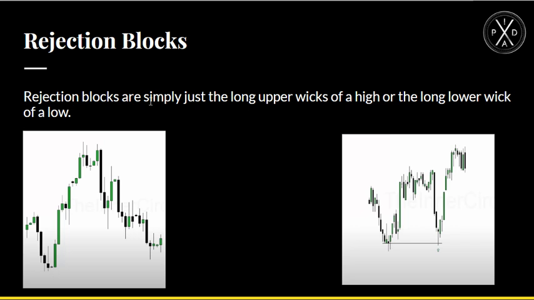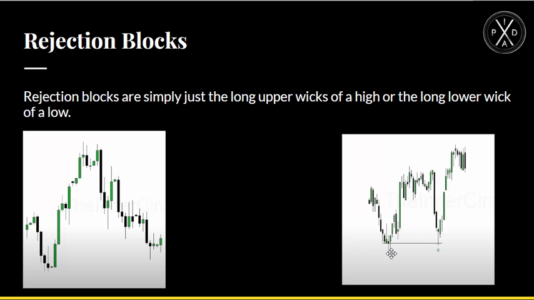So rejection blocks are simply the long upper wicks of a high or the long lower wicks of a low. So as you can see in this example, this up close candle has a long wick right there, and then price hits that wick, and then it comes lower. And then in the inverse example, for a bullish rejection block, this would be a bearish rejection block, and then this is a bullish rejection block.